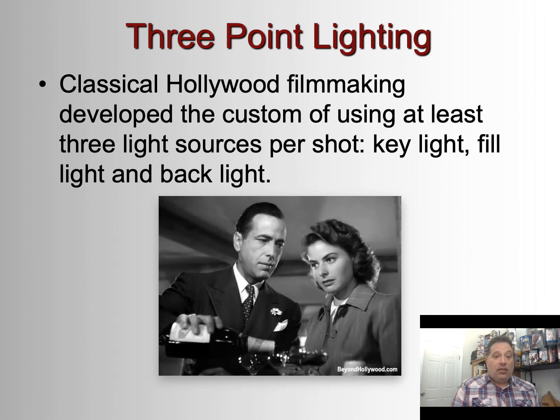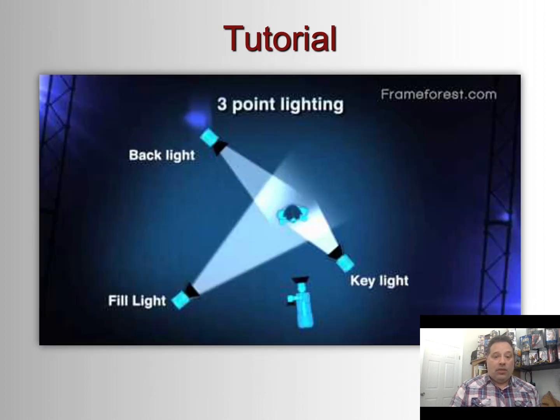And three-point lighting developed in classical Hollywood filmmaking and uses three light sources: the key light, the fill light, and the backlight. So let us watch a short tutorial about how those sources work in three-point lighting.